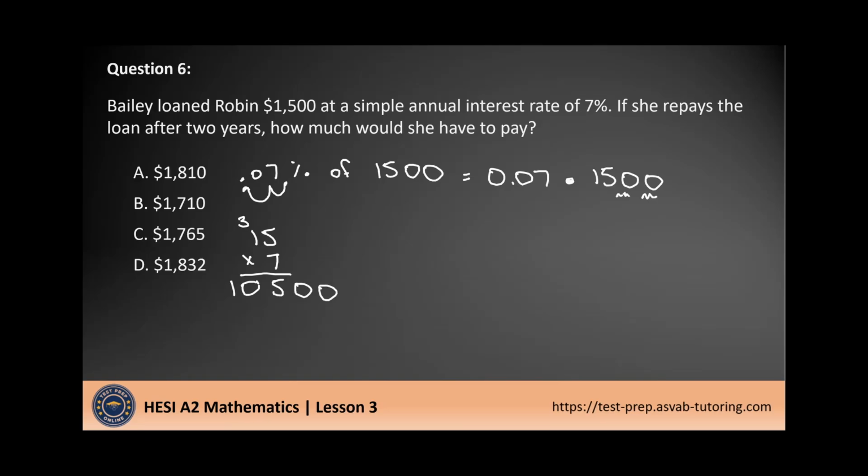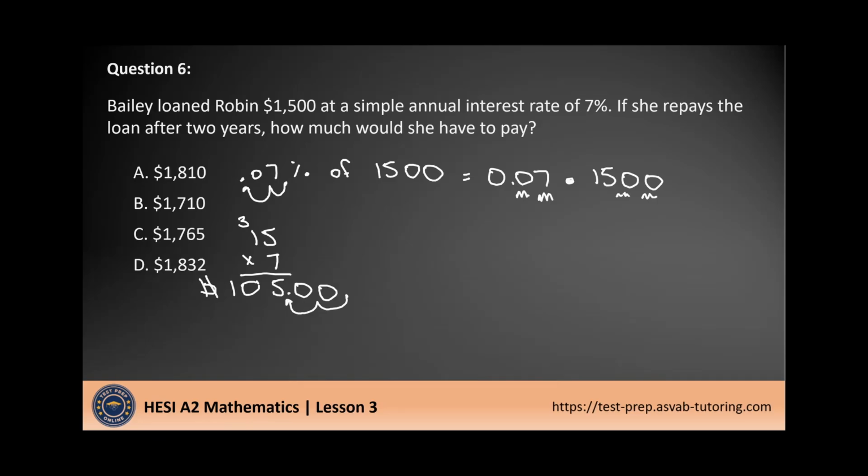Okay. And then because this was 0.07 and not just 7, we have to account for the fact that 7 is 2 places to the right of the decimal, which is going to make our product smaller by 2 decimal places. Move the decimal back. So our final answer is 105 each year. So each year we're going to pay $105 in interest.